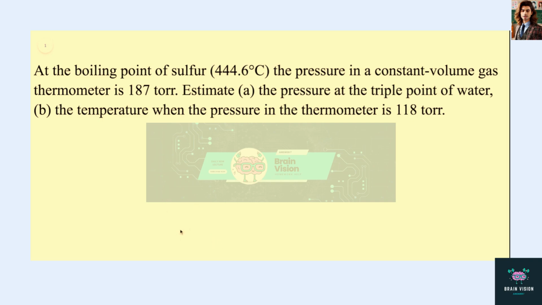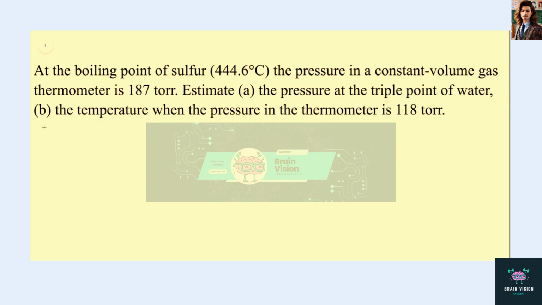At the boiling point of sulfur, 444.6 degrees Celsius, the pressure in a constant gas volume thermometer is 187 torr. Estimate the pressure at the triple point of water and the temperature when the pressure in the thermometer is 118 torr. We're going to briefly derive the gas thermometer equation because it seems to come out of nowhere in the book, and it's beneficial to derive it to understand it. Then we'll quickly do the question, because it doesn't require that much once you understand where it comes from.